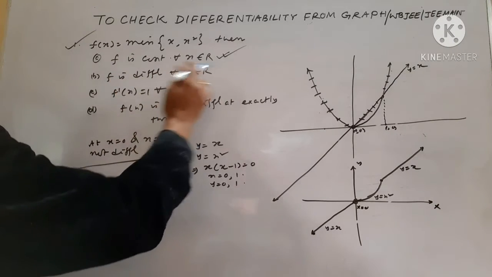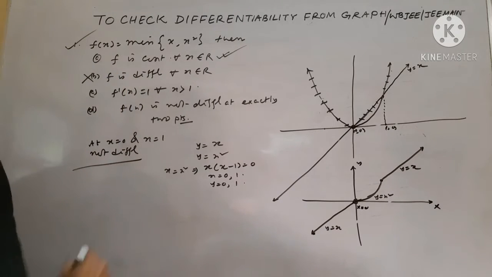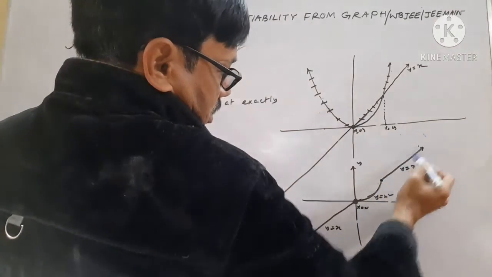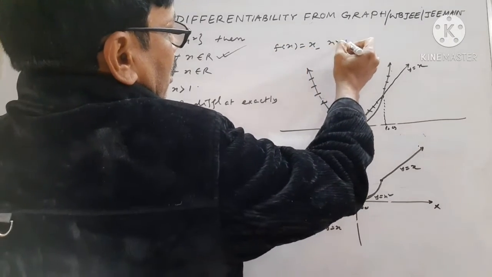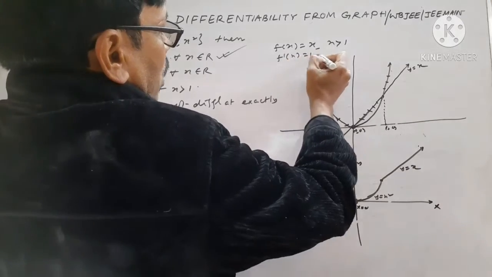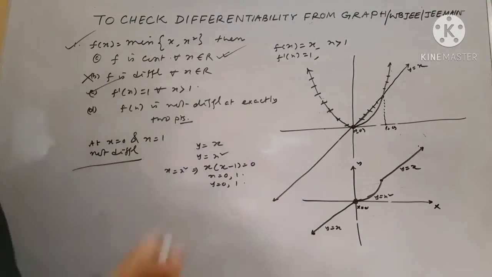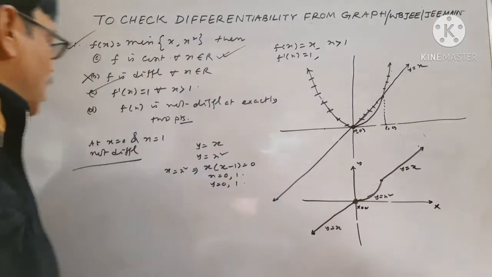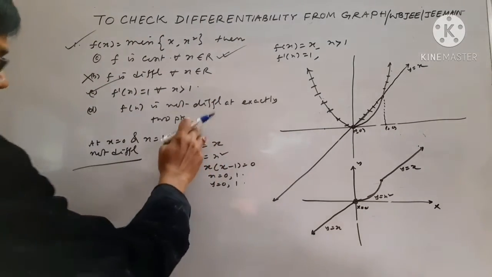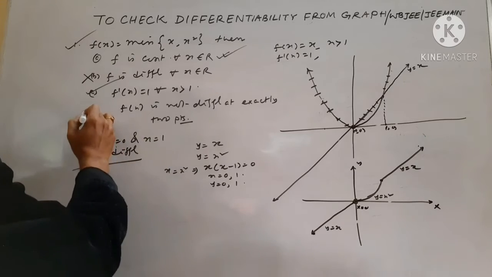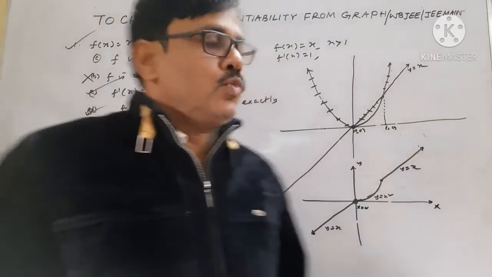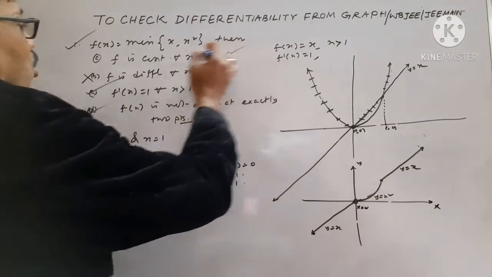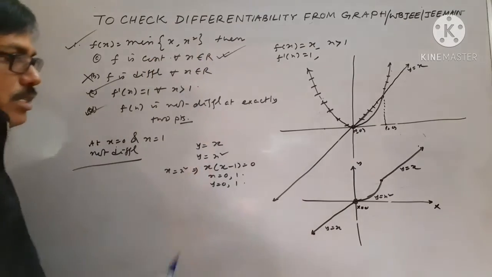So what is option B? F is differentiable for all x. This is not correct. F dash x equals 1 for all x greater than 1. So for x greater than 1, what is f(x)? f(x) equals x, so f dash x equals 1 for x greater than 1. This is also a correct option. And f is not differentiable at exactly 2 points, what are the points? 0 and 1. So 3 options are correct. So very simple, you need the idea of the graphs of x and x square only.